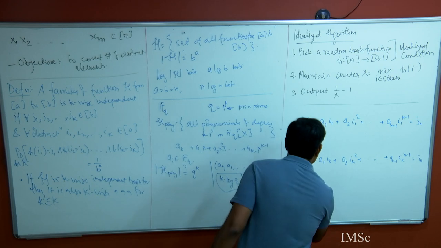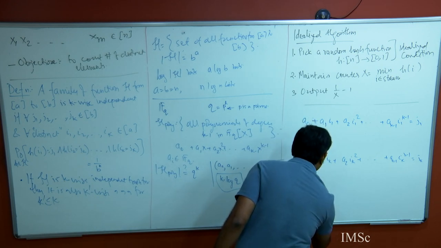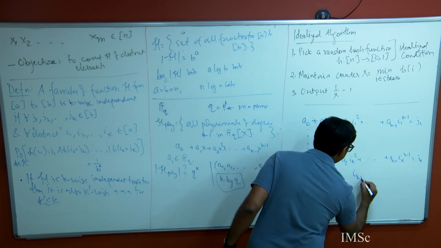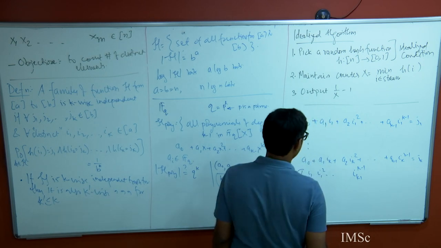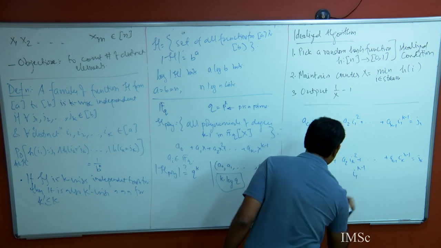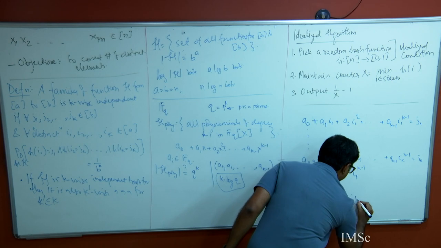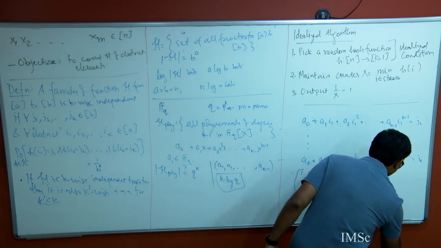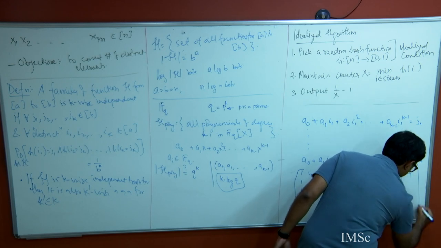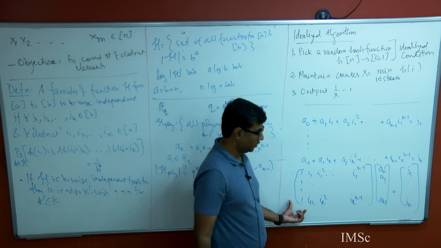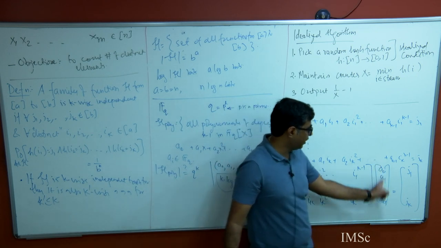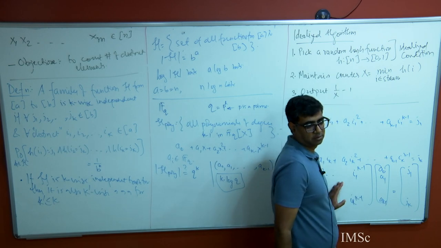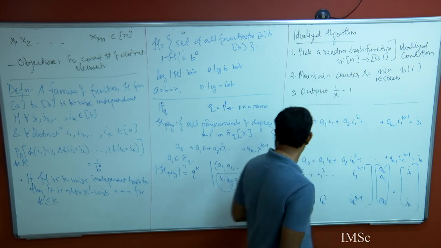Which is the same as writing this as a matrix with rows 1, i1, i1 squared, dot, dot, dot, i1 to the k minus 1, and so on up to 1, ik, ik squared, dot, dot, dot, ik to the k minus 1, right? And this has a unique solution if this is invertible, and this is a Vandermonde matrix, and this is invertible, okay? I mean, do your calculation. But this is exactly how it goes, okay? So this is how you construct.